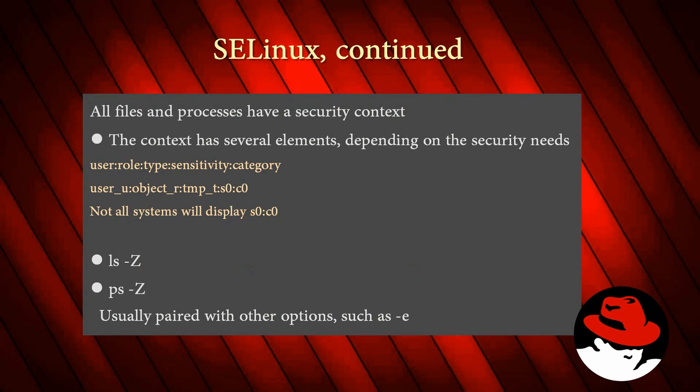All files and processes have a security context. The context has several elements depending on the security need, such as user and role, and so on, usually paired with other options such as -e. The ls -Z and ps -Z commands show the type of process, unconfined or restricted by SELinux. To view the entire process stack, you can use ps -eZ and so on.